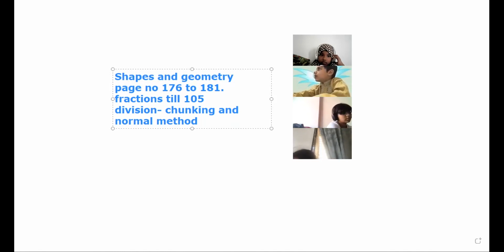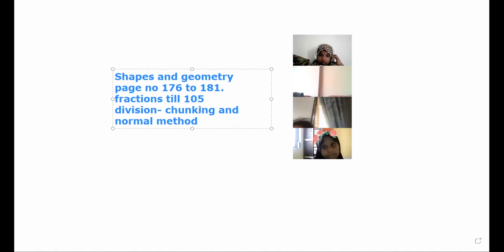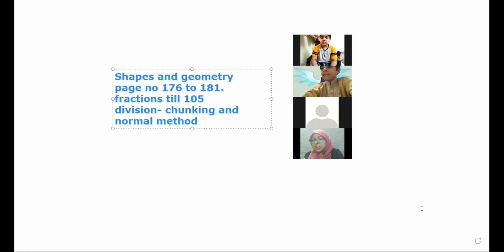Okay, I'll send. But for fractions, please try to do the questions in your printout as many times as you can, because I'll pick the questions from there only. You can erase it and do it again. Again, I'm repeating. Is it clear? Mustafa, is it clear to you? Because you kept asking me about the worksheet.